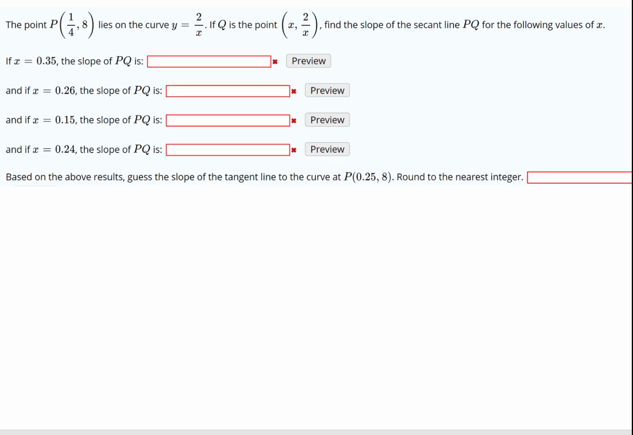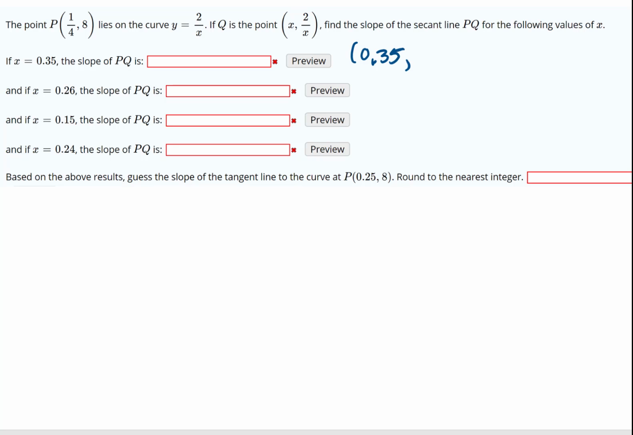So we have a point P (1/4, 8) lying on the curve y equals 2 over x. If Q is a point (x, 2 over x), so just somewhere on that curve, find the slope of the secant line PQ for the following values of x. Alright, so our first one, they're giving us an x of 0.35.